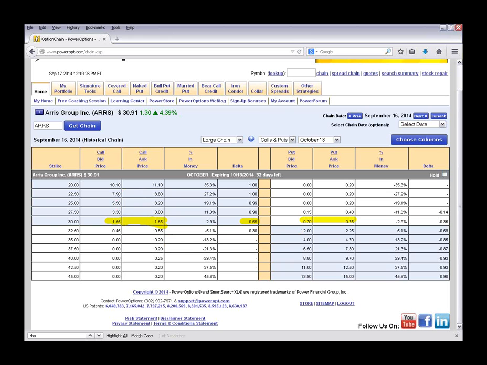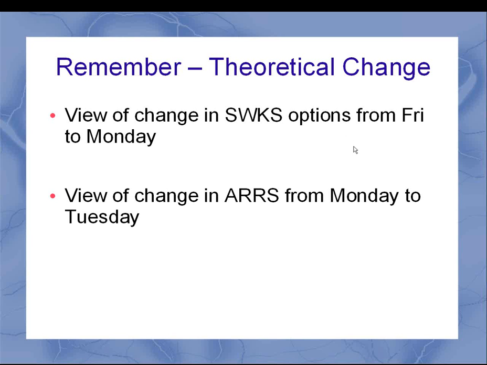So again, we just wanted to use this illustration to show that with all the Greeks, they're theoretical. We may not see them change exactly, but we're going to see the value as well.